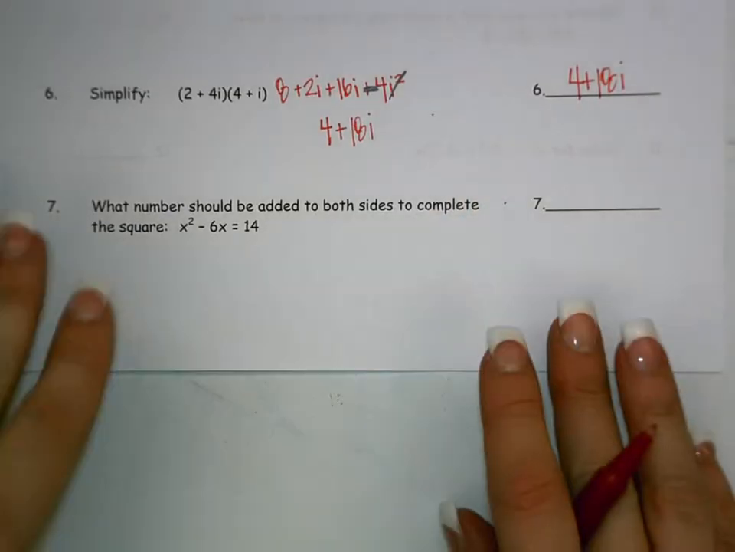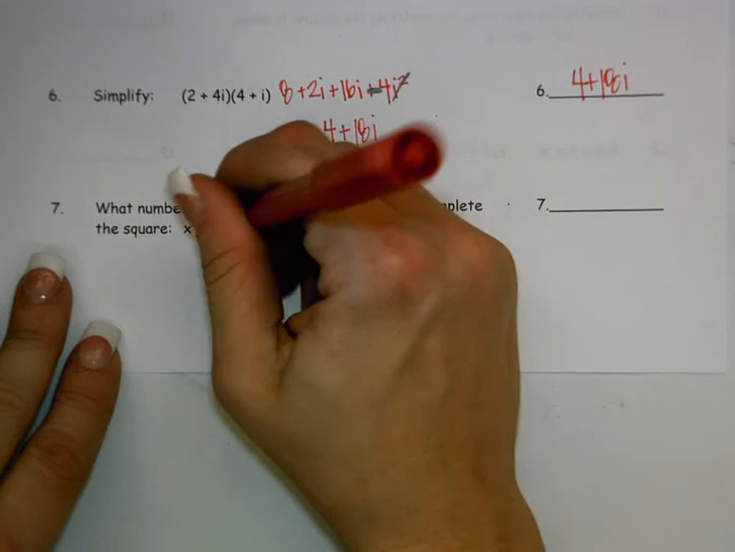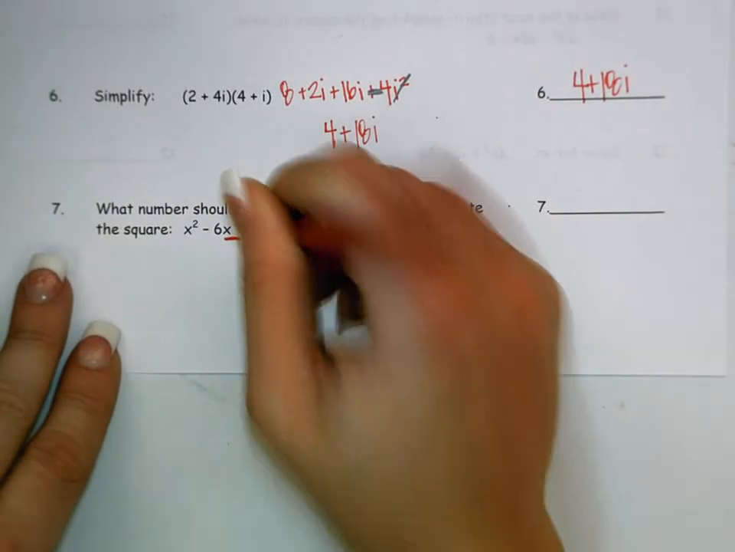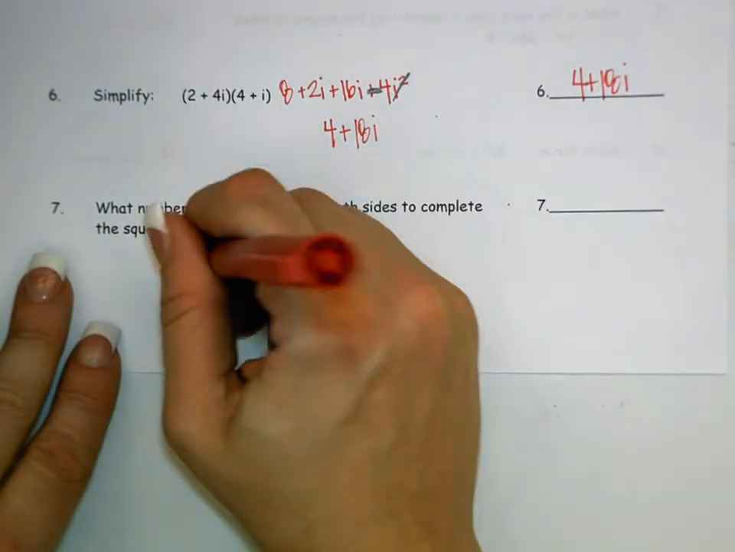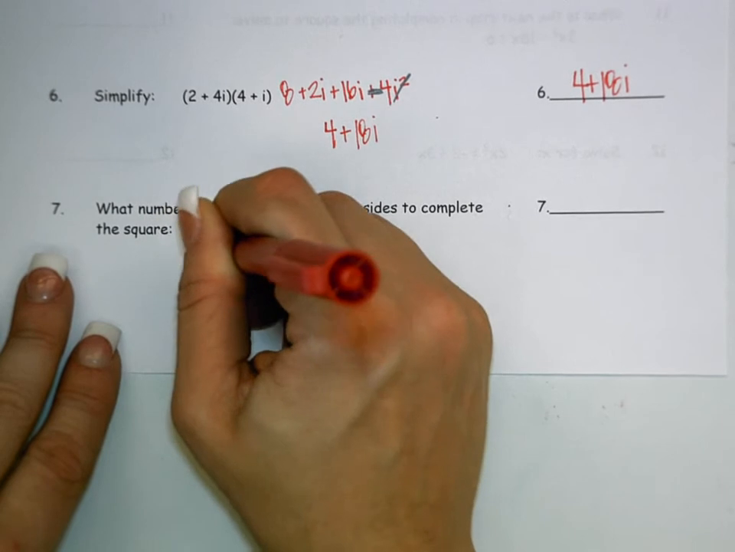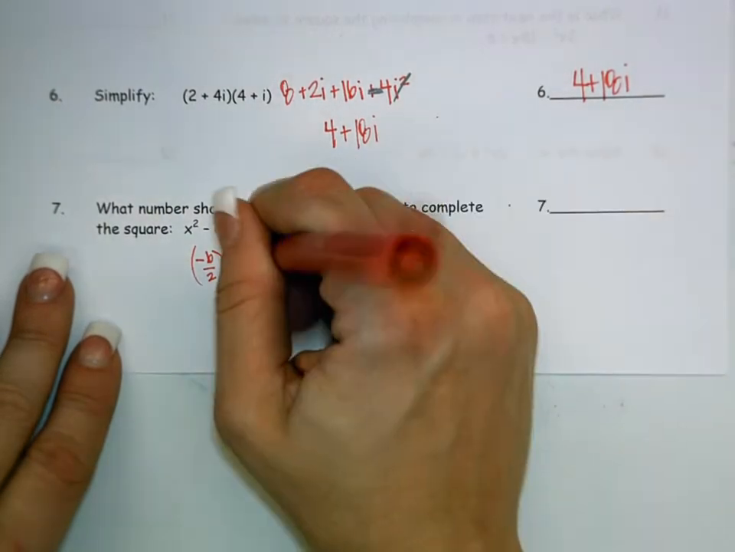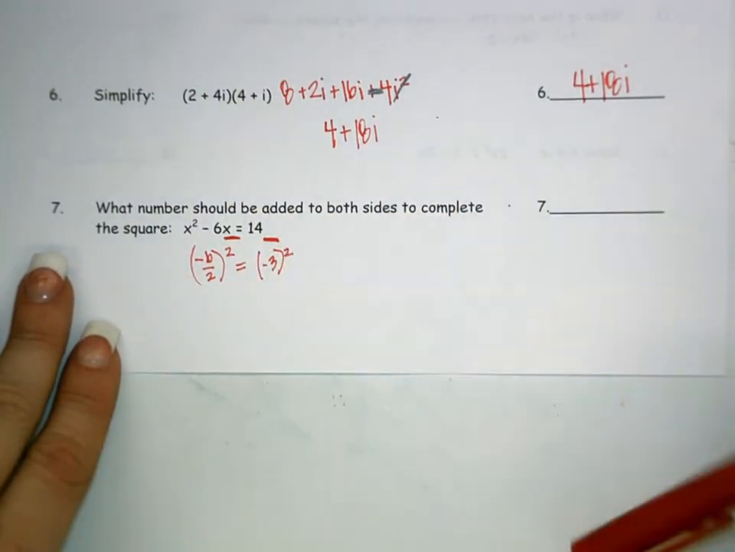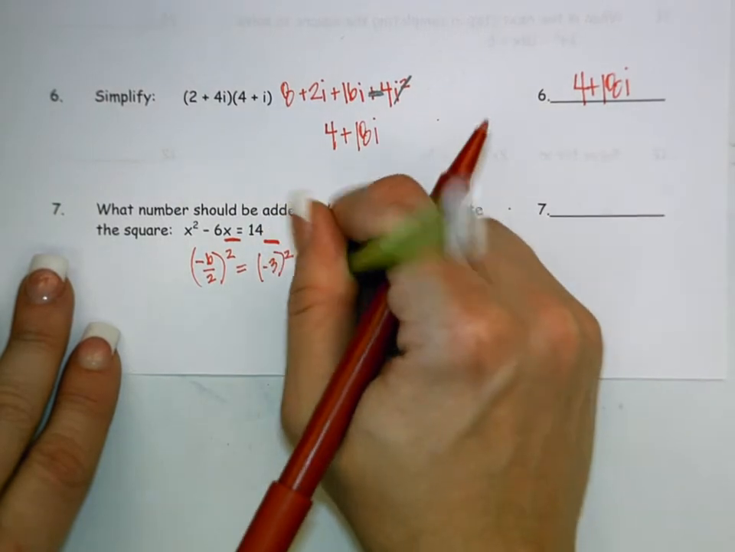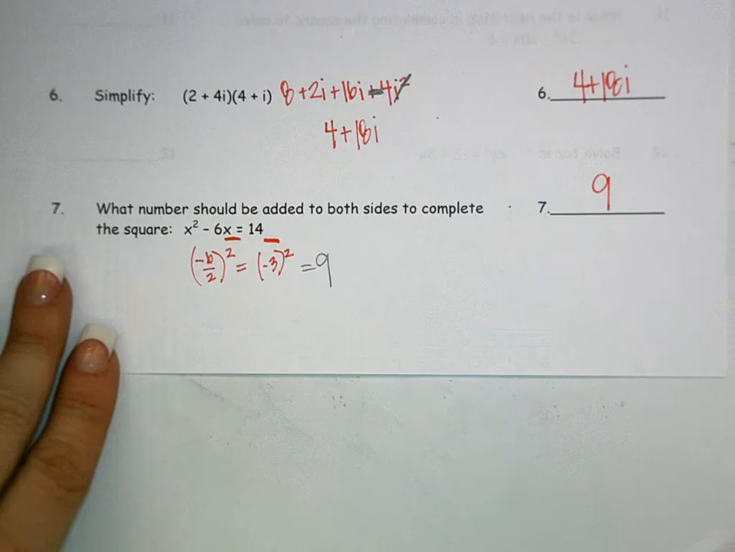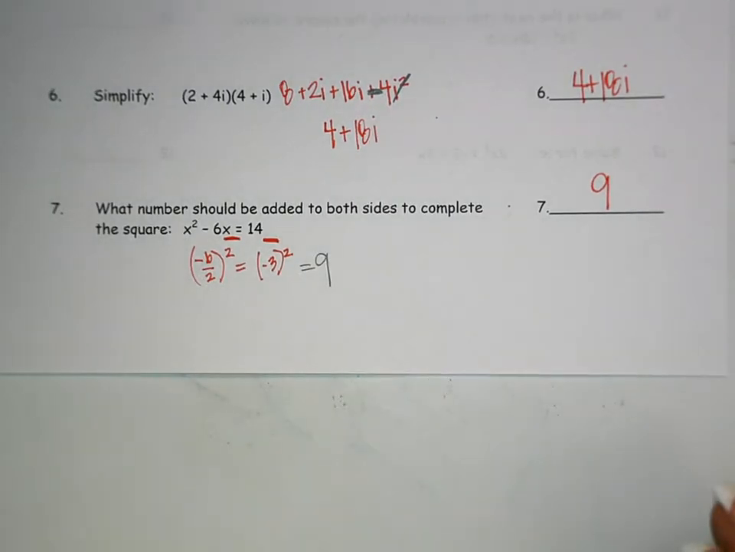One number should be added to both sides to complete the square. So basically, we want to figure out what goes in that space. All you have to do is take that middle number, divide by 2, and square it. So negative 6 divided by 2 gives you negative 3. Negative 3 squared means you're going to add 9 to both sides. That's your answer. So what number would have to be added? 9. You do not have to actually solve this at all.